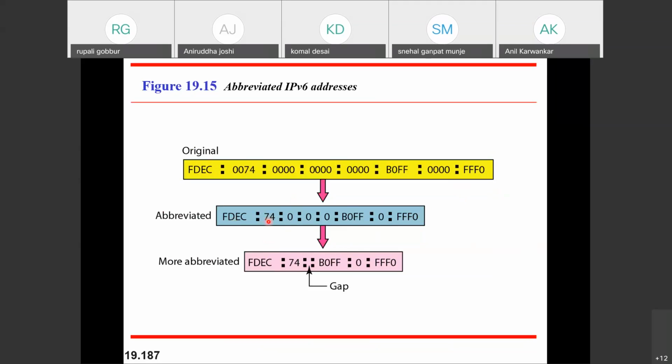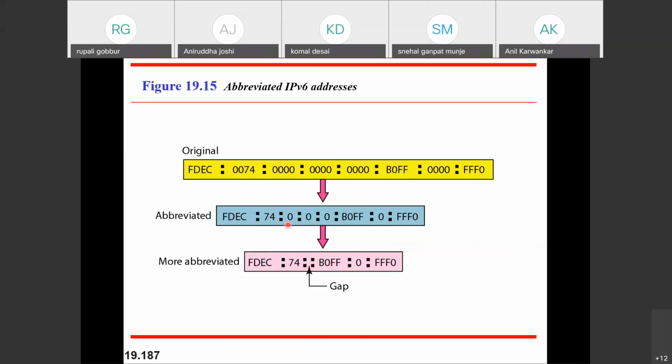So it will be 00000000 up to 16 times. Then the representation of 0111 will be the representation for 7. Then 0100 will be the representation for 4. That's how the IP version 6 addresses are abbreviated.